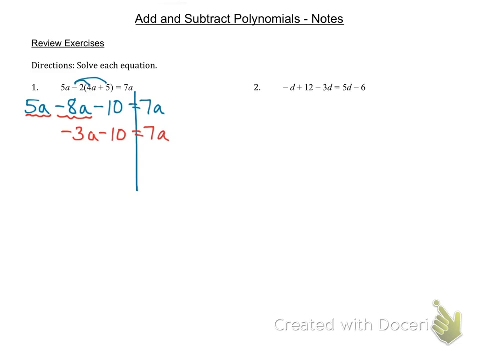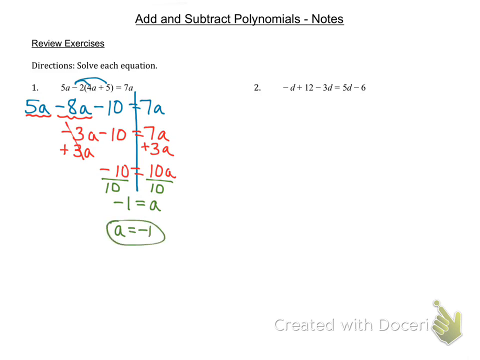Next, I'm going to move all the a's onto the right side of the equation. So I'm going to add 3a to both sides of the equal sign. So -3a plus 3a is 0. So now I have -10 is equal to 10a. And I'm going to continue solving for a by dividing by 10 on both sides. Then I have a is equal to -1. So that's the answer for our first equation.